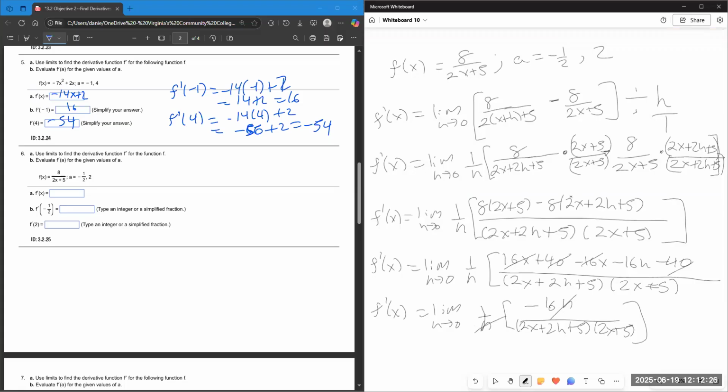The h cancels with h. f prime of x is the limit as h goes to 0 of negative 16 over (2x plus 2h plus 5)(2x plus 5). The h in this term is going to go to 0, so 2x plus 2h plus 5 becomes 2x plus 5, and that leaves me with negative 16 over 2x plus 5 times 2x plus 5, which is 2x plus 5 quantity squared.